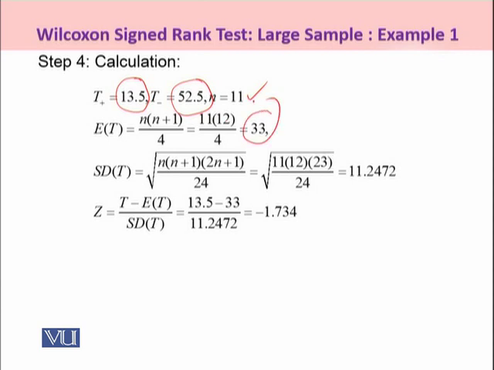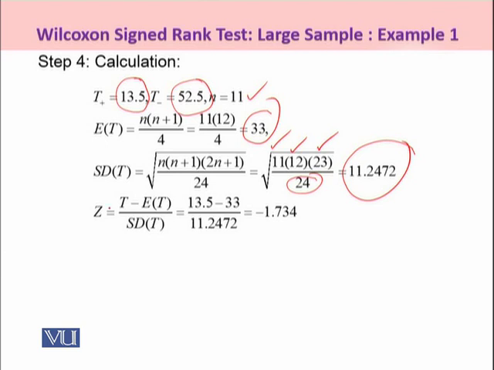That gives us 33. Similarly, the standard deviation of T will be n, which is 11, into n plus 1, 12, into 2n plus 1, 23, divided by 24. That gives us a value of 11.2472 after taking the positive square root of this observation.